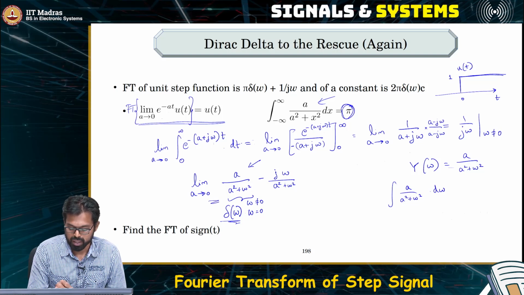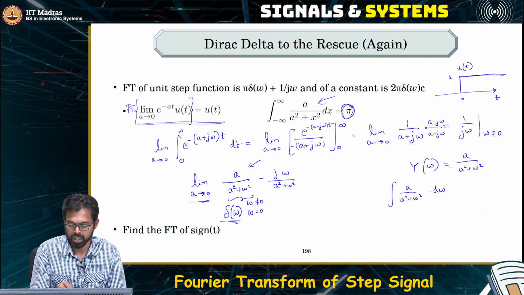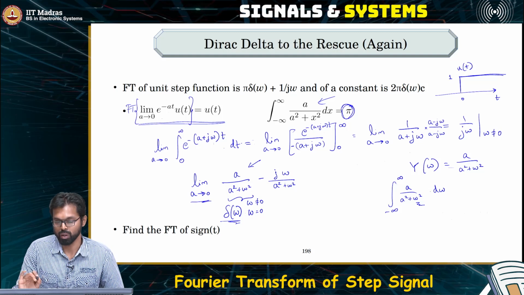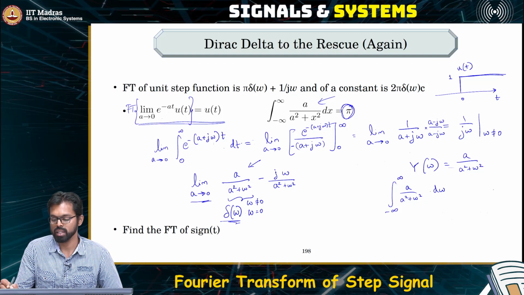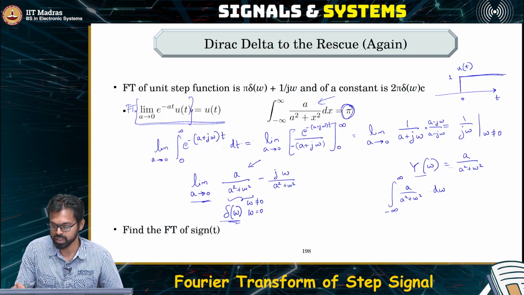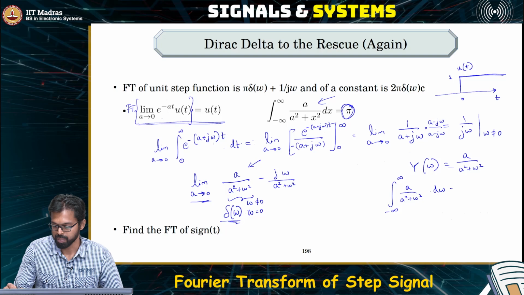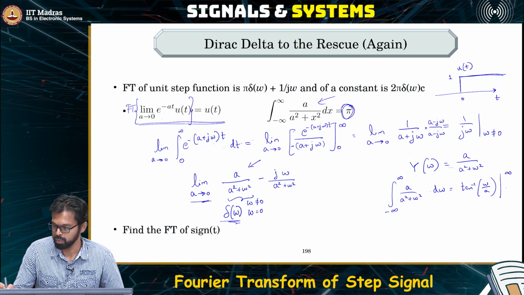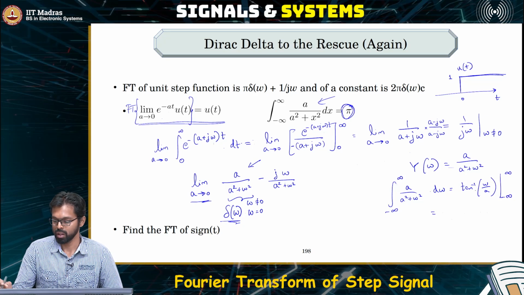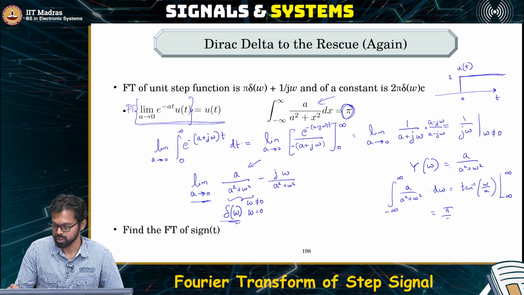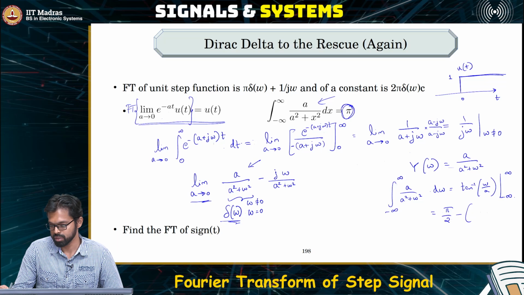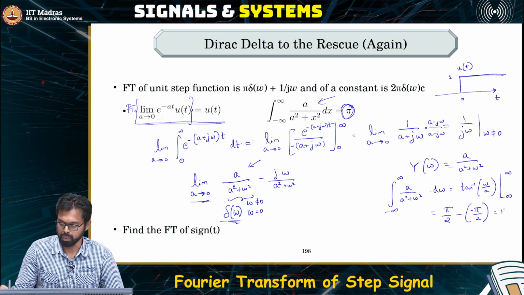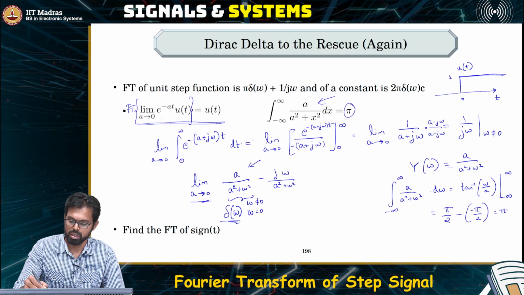So remember, what are we letting go to 0 here? The limit says that a is going to 0. So we are integrating with respect to omega, not a. So we are fixing a, and then we are letting omega go from minus infinity to plus infinity. That gives us the area of this signal. And this is nothing but tan inverse of omega by a from minus infinity to plus infinity. So you get tan inverse of infinity, which is pi by 2, minus tan inverse of minus infinity, which is minus pi by 2. You get pi. So the area is pi.